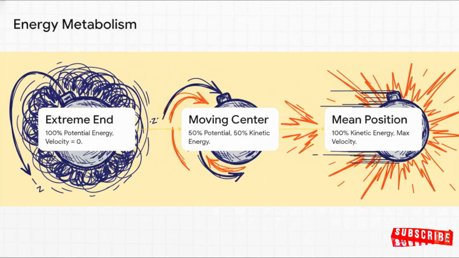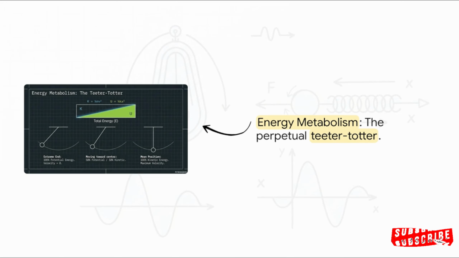And step 3. As it flashes past the absolute center, the mean position, the spring is totally relaxed, meaning 0 potential energy, but the mass is moving at its absolute maximum speed. Bam! 100% kinetic energy. Honestly, the best way to think of this energy metabolism is like a giant teeter-totter.